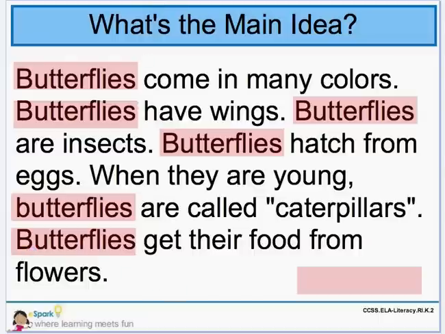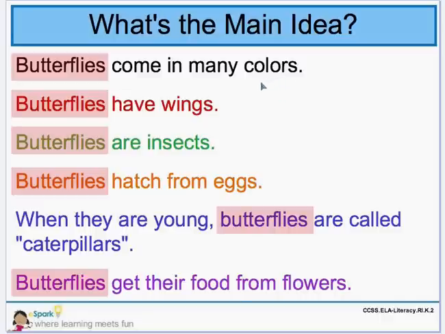And on the next page, I broke it out into each sentence as a different color. And we notice that butterflies is at the beginning of 5 of 6 of these sentences. So butterflies is the first word. And in sentence number 5, it's in the middle. But each of these sentences has the word butterflies in it. So it's a pretty good guess that this passage is mainly about butterflies.